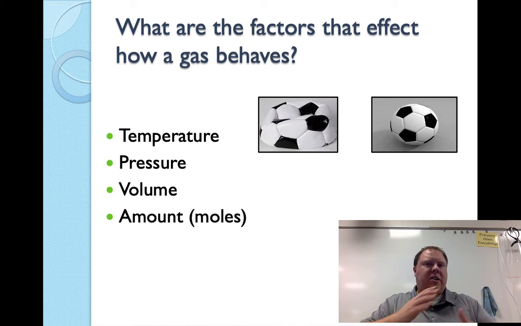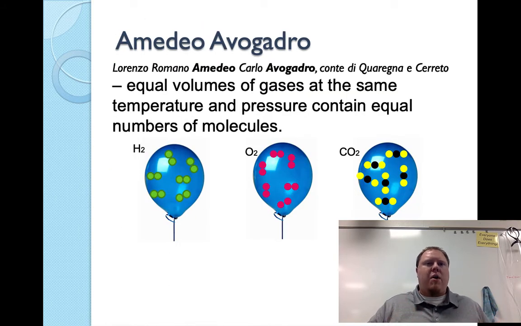So this idea of how much gas you have was first proposed by Amedeo Avogadro. He's got a really long, complicated name. We just call him Amedeo Avogadro. It's pronounced, I think, Lorenzo Romano Amedeo Carlo Avogadro, Conte de Quaregna e Cerreto. Probably didn't pronounce that right.